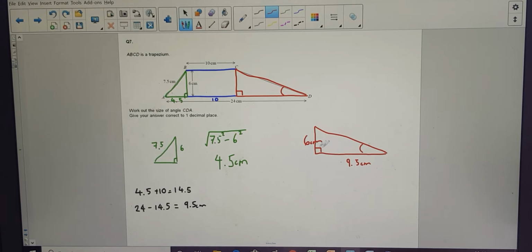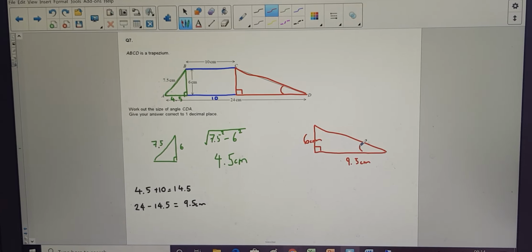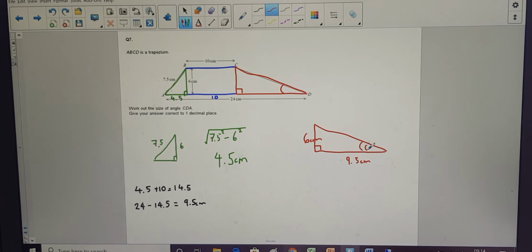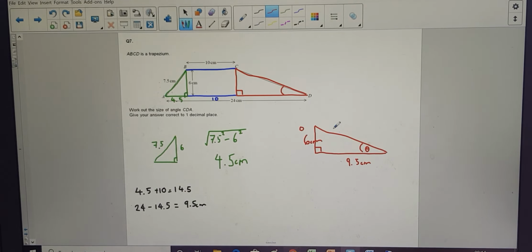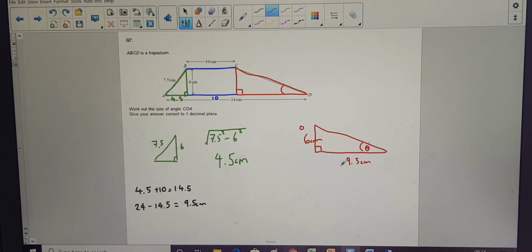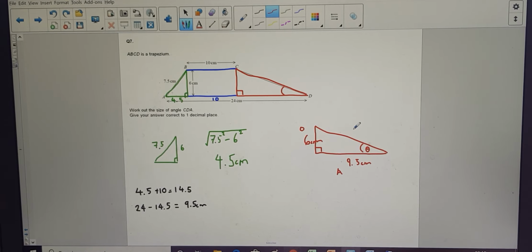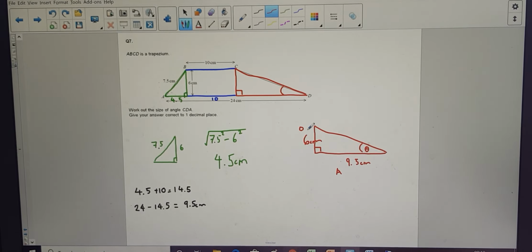Okay, so I have a right angled triangle, two sides, and I want an angle. So I'm going to use trigonometry, SOHCAHTOA. This is theta, the unknown angle we always call theta, remember? Then I'm going to label, this is my opposite side, the angle. This will be my hypotenuse, and therefore this will be my adjacent. Don't care about the hypotenuse, I don't have it, I don't want it. I have the opposite, I have the adjacent.